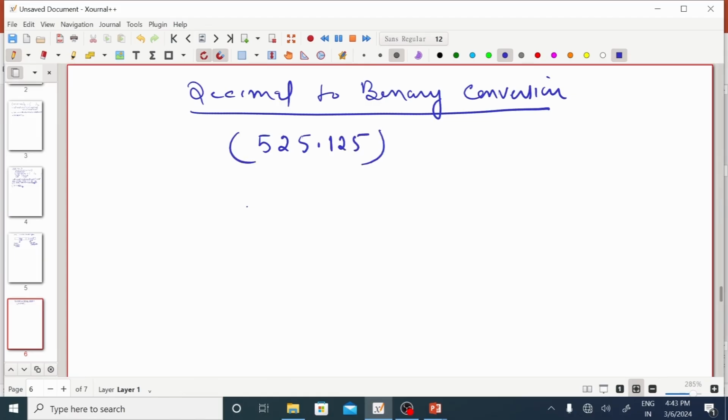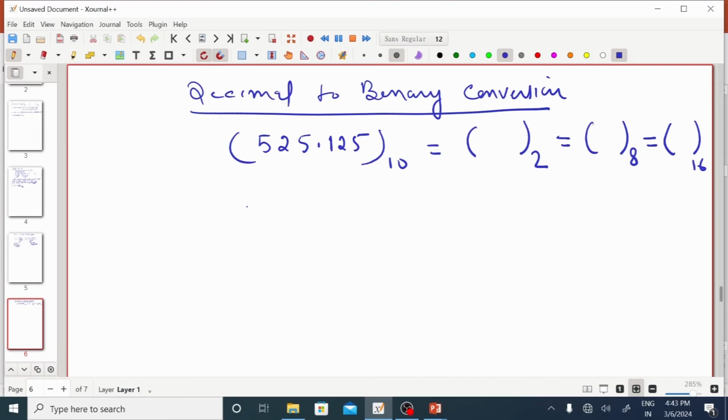Convert it into, this is given in base 10, meaning decimal number system, convert it into the equivalent number which is of base 2, and also convert it into the equivalent number which is of base 8, and also convert it into the equivalent number in base 16. Means we will find the binary, octal and hexadecimal equivalent of the decimal number 525.125.